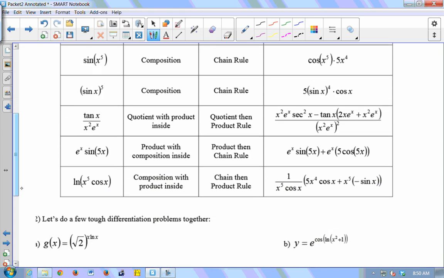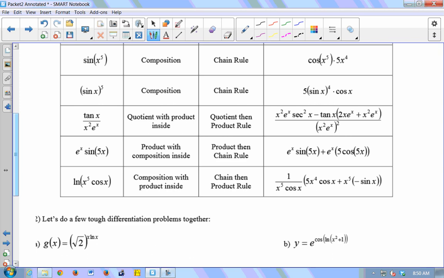Sine of x to the fifth is a composition, right? So you want to identify the inside and the outside function, take the derivative of the outside function, then multiply by the derivative of the inside function, right? So for sine of x to the fifth, the derivative of sine of some stuff is cosine of that stuff, but then times the derivative of the stuff, 5x to the fourth.